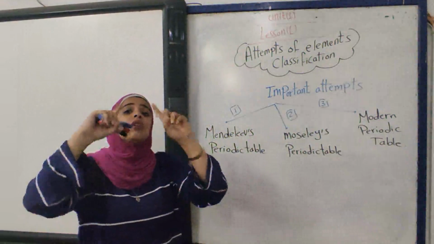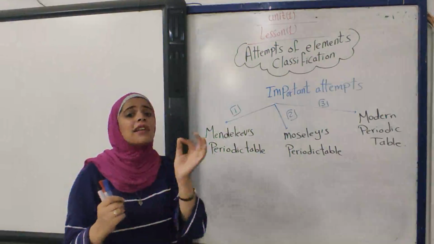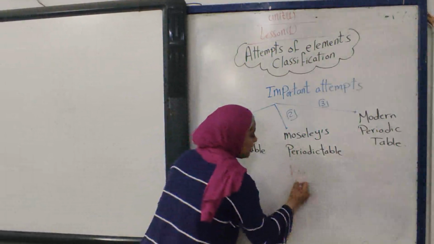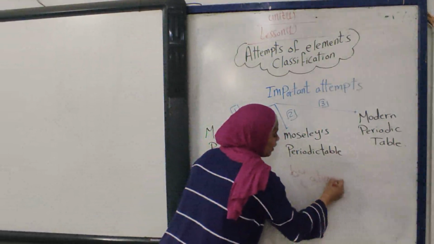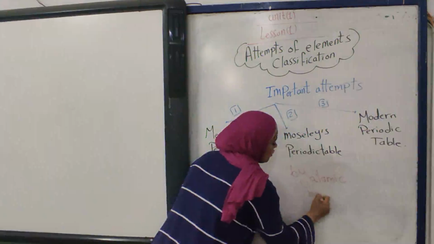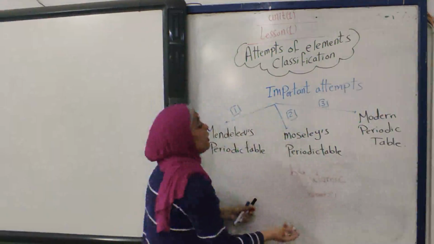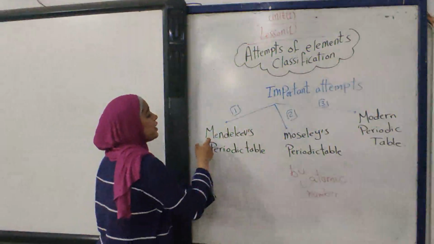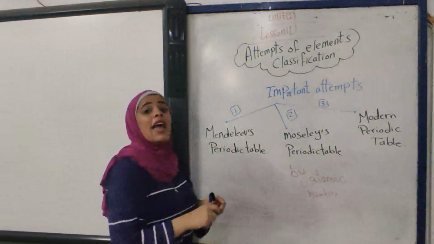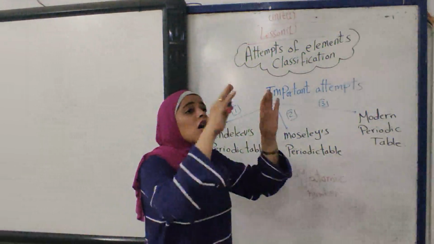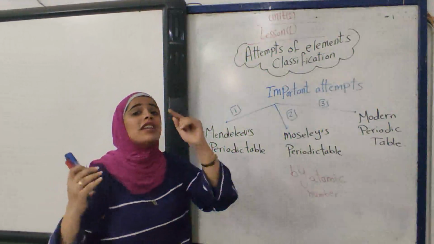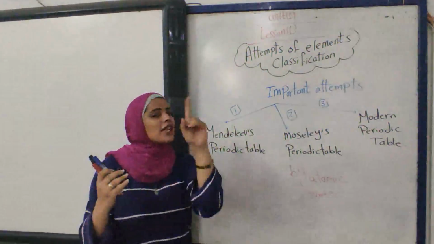in ascending order by atomic number, not atomic weight. By atomic number. So when I talk about Moseley's periodic table, Moseley modified Mendeleev's periodic table and arranged all elements in ascending order according to atomic number, not atomic weight.